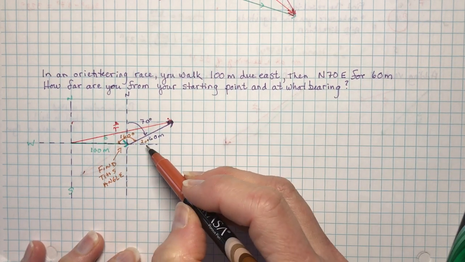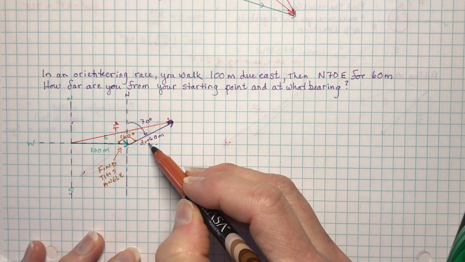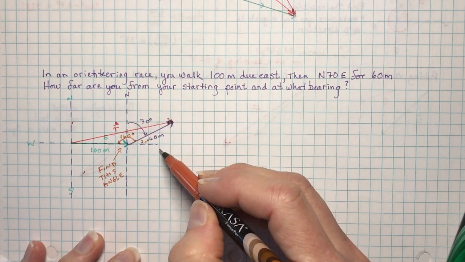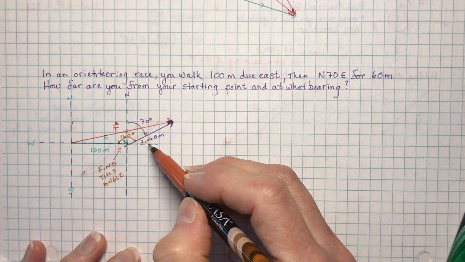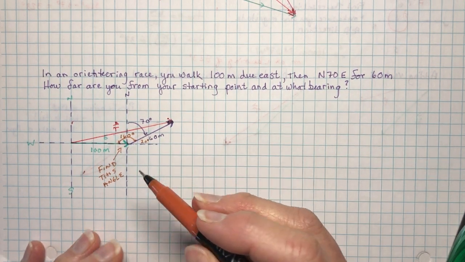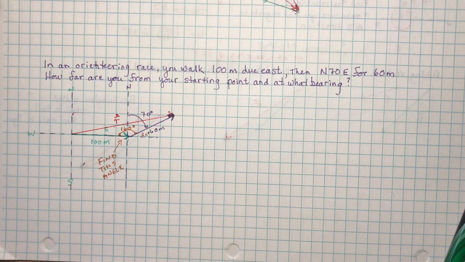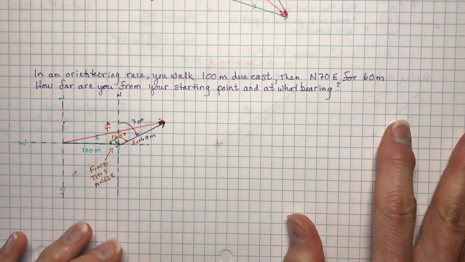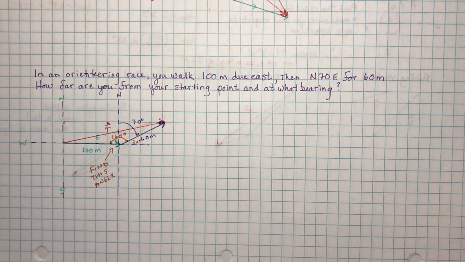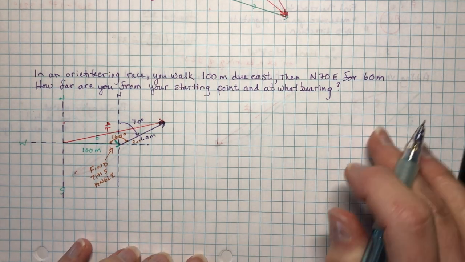Okay, so I found that angle because I knew this was 70, this is 20, this whole block here from here to here is a 90 degree angle, so that's 20, and the whole thing would be 180 minus 20 is 160. Okay, so now all I have to do is find the magnitude of R, which is going to be much easier than you think, right?